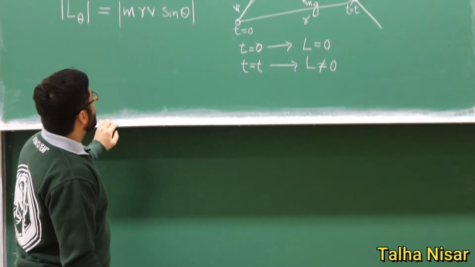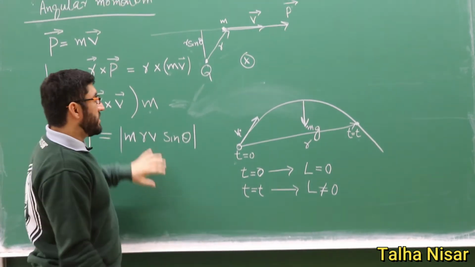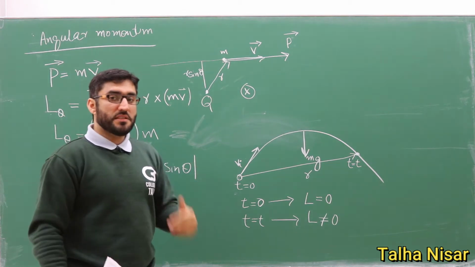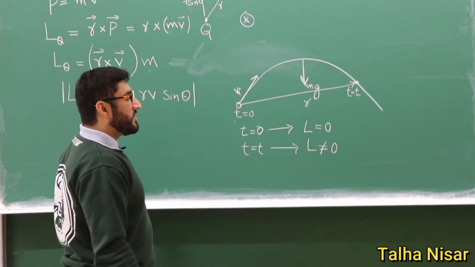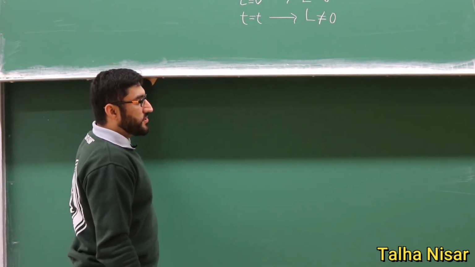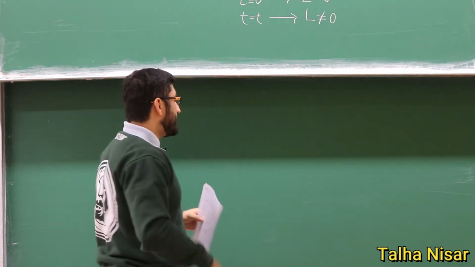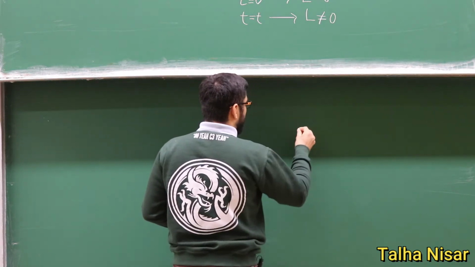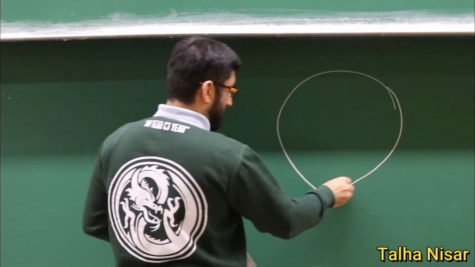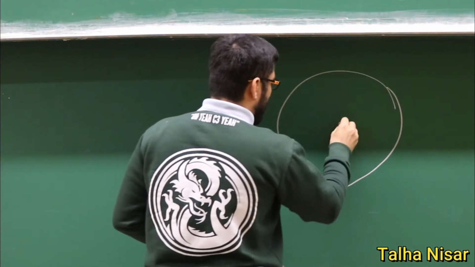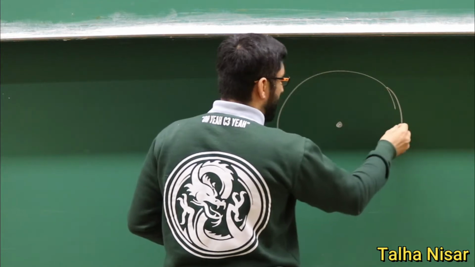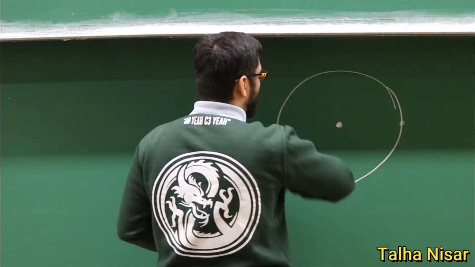So this was the general definition of the angular momentum. Now we will take a specific example, since we are already talking about the uniform circular motion. The uniform circular motion, as we know, is the motion in which, for example, we have a circular trajectory. For example, this is the sun, and then we have the earth that is revolving around the sun.